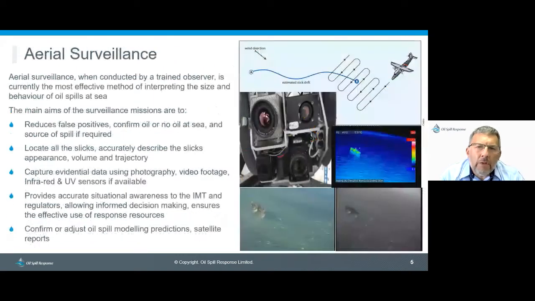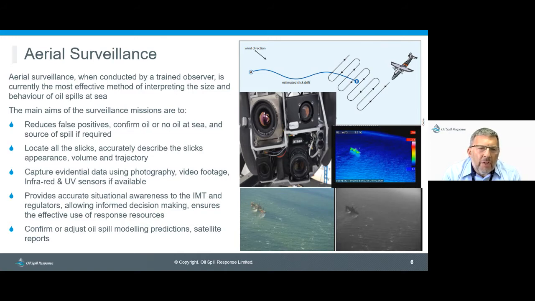So moving on to aerial surveillance then. Aerial surveillance, when it's conducted by a trained observer, is really one of the most effective methods we have of interpreting the size and the behaviour of oils at sea. The main aims of the mission are to reduce false positives, to confirm if there's oil or no oil at sea, and hopefully to locate the source as well if required by the responsible party.